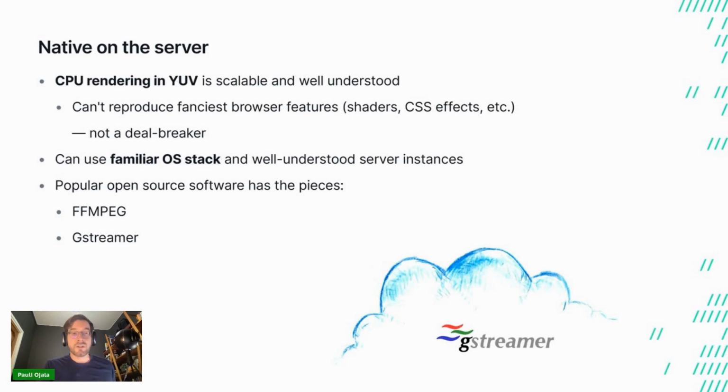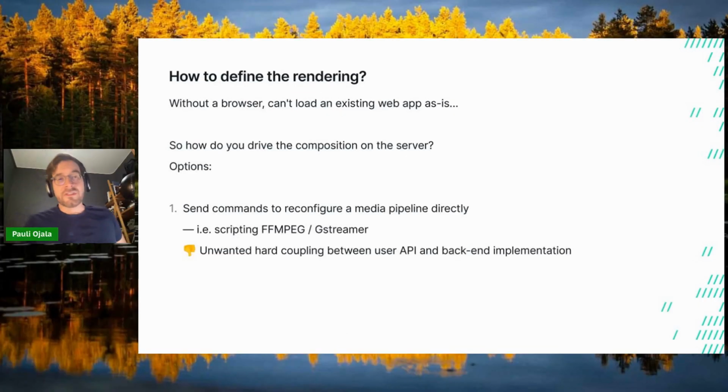Basically, using CPU rendering, you give up on all the GPU goodness. You're not going to be running shaders and CSS blurs and all that stuff that designers take for granted. But it's not a deal breaker, since in most of these applications, we're looking at layouts, masks, overlay graphics, stuff that's very well understood on the CPU rendering side. You can use a familiar OS stack, and there's excellent open source software that has the pieces. You've got FFmpeg, GStreamer.